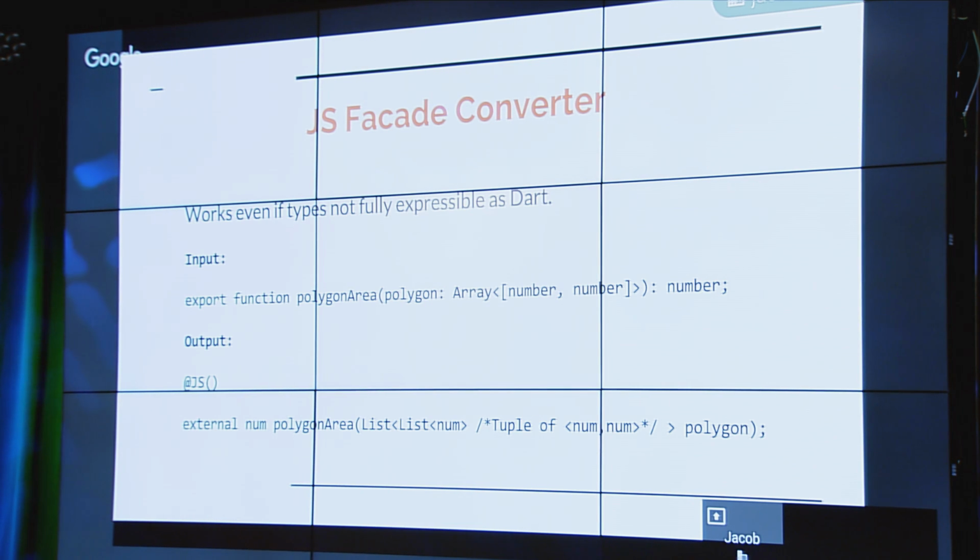So the JS Facade generator even works when some of the types aren't expressible in Dart. In those cases, the Facade generator will simplify the type to something expressible in Dart and leave a Dart version of the raw type in a comment. So this is really nice because you don't have to go back to the original library definition to figure out what they're trying to say. For example, they might have been using union types or pair types, some feature that doesn't exist in Dart but does in TypeScript.